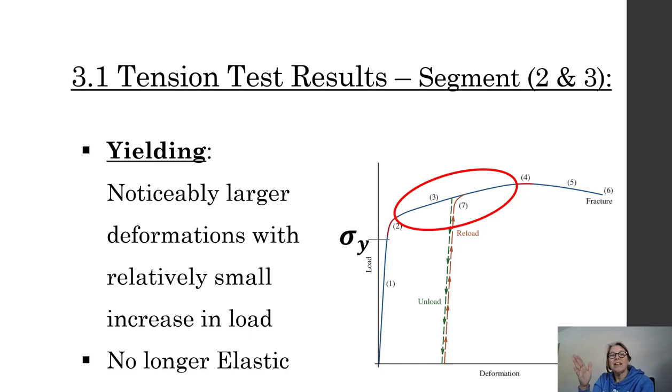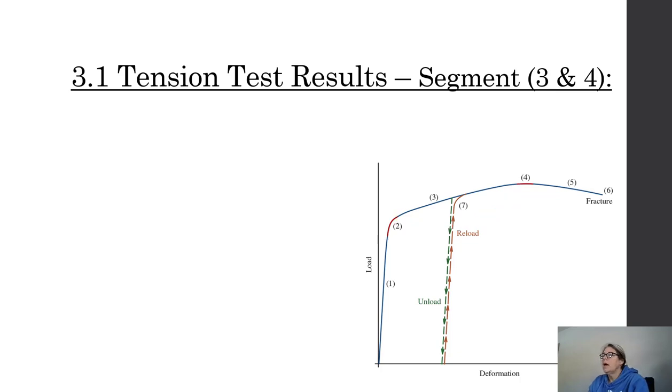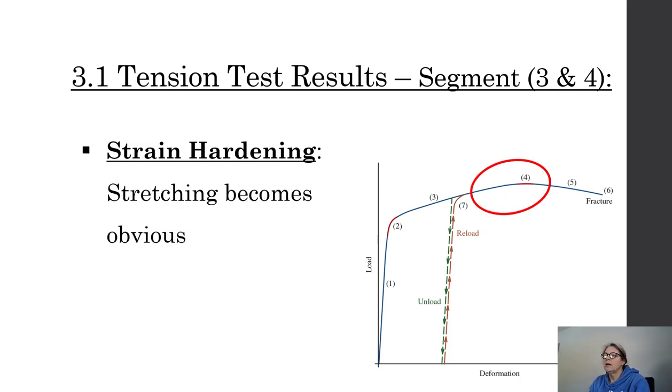After we go past that point, when I unload, when I take the force off the specimen, it will not go back to its original length. There is permanent strain set in, okay? That's just super important to understand. So when we reach the strain hardening, that's kind of over there where number 4 is, where the stretching is becoming very obvious to our eyes.